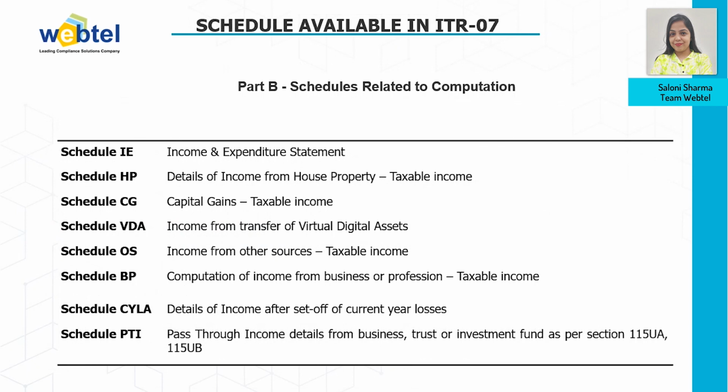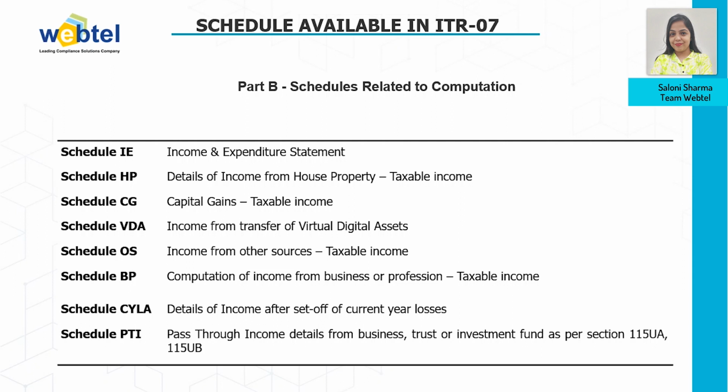Then Schedule IE is there, which is related to the income and expenditure statement. Then Schedule HP, in case if trust is having any income from the house property, capital gain details are there. Schedule VDA is there, which is related to the income from transfer of virtual digital asset. OS, which is related to the income from other sources. Then Schedule BP, computation of income from business or profession will be reflecting.